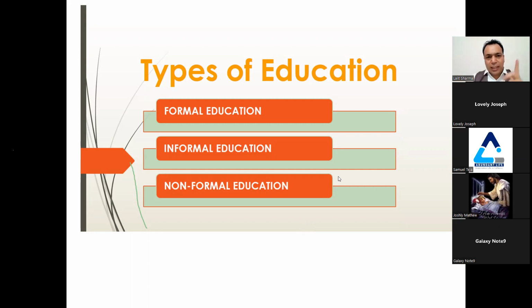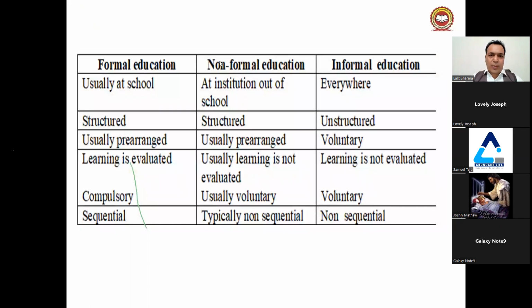You must remember, this question comes as a long question. So this is written: formal, non-formal, and informal. You can see that. Formal is usually at school, non-formal is an institution outside of a school, informal means everywhere, right? Number two, formal education is structured, non-formal is structured, informal is unstructured, because anywhere he or she can get the knowledge, right? Third, formal is usually pre-arranged, non-formal is usually pre-arranged, informal is voluntary, right?